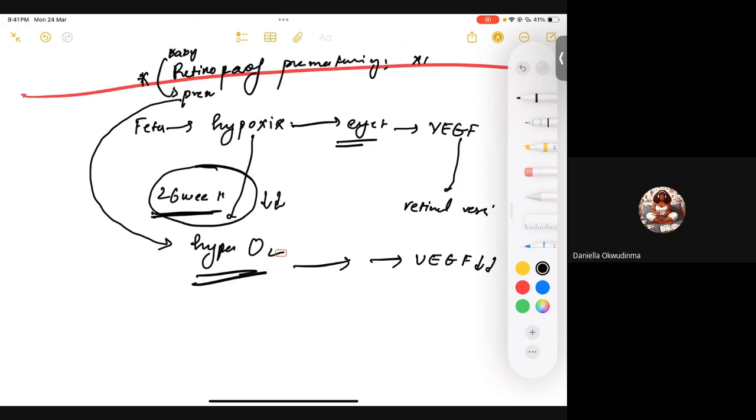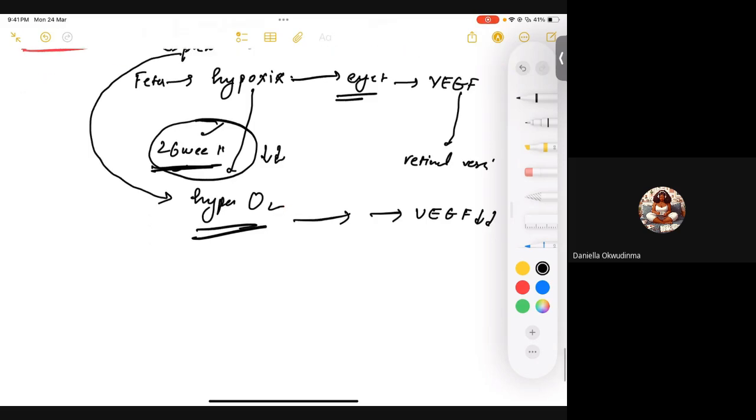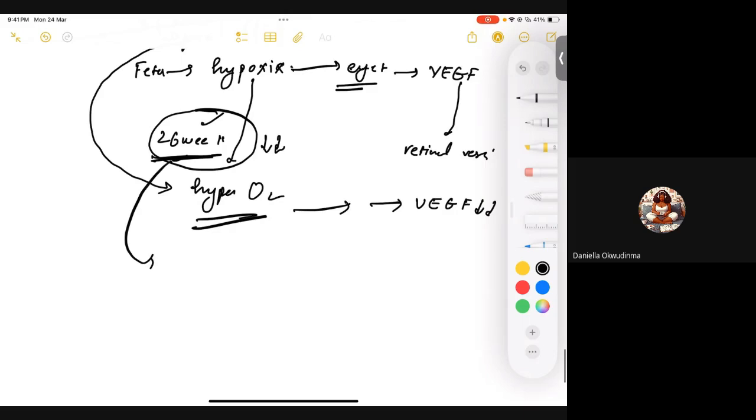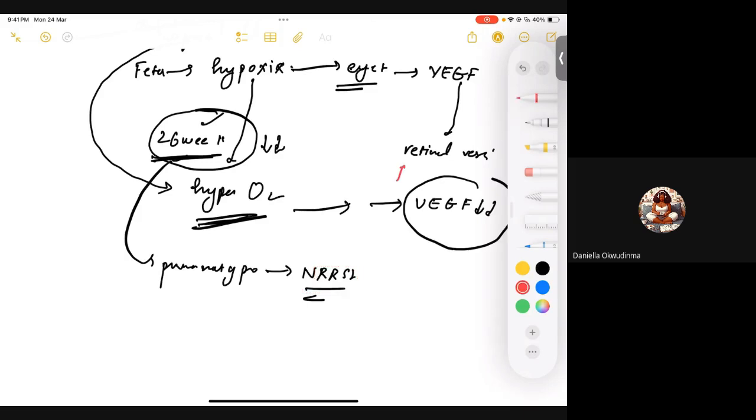We need a lot of VEGF at 26 weeks, but the problem with this baby is that he was born premature, so now the VEGF would decrease. Premature babies have a lot of problems. This baby can develop a condition, NRDS, neonatal respiratory distress syndrome, if you guys remember. So if initially this baby is born and we are giving him oxygen, we are basically stopping his retinal vessel growth. Are you guys getting me?